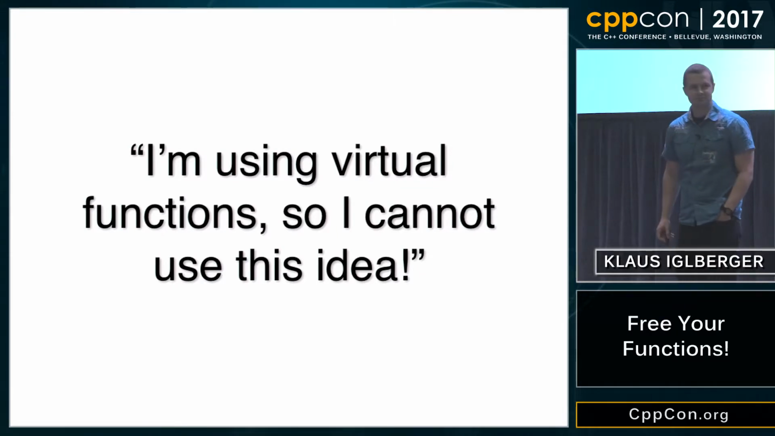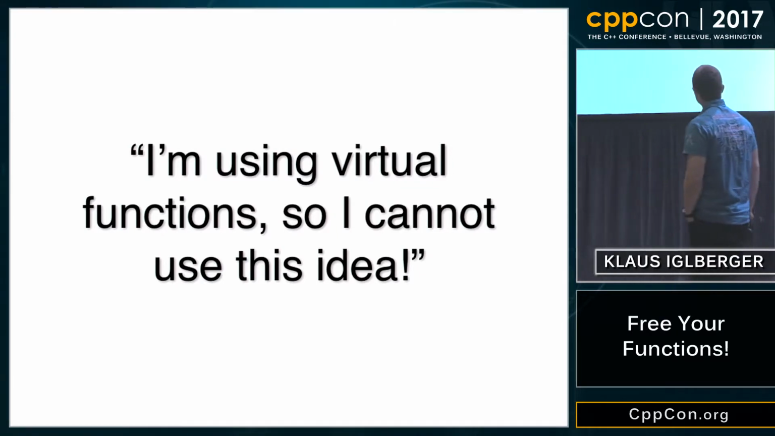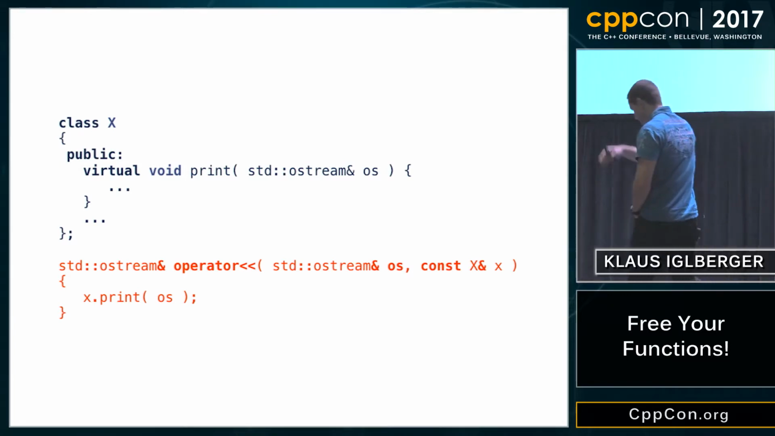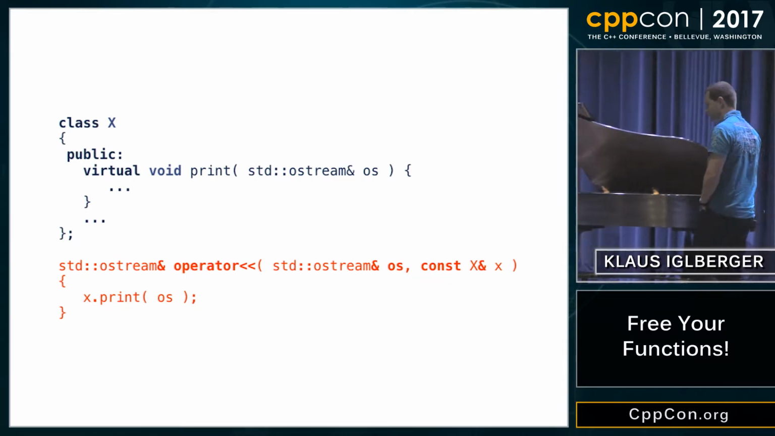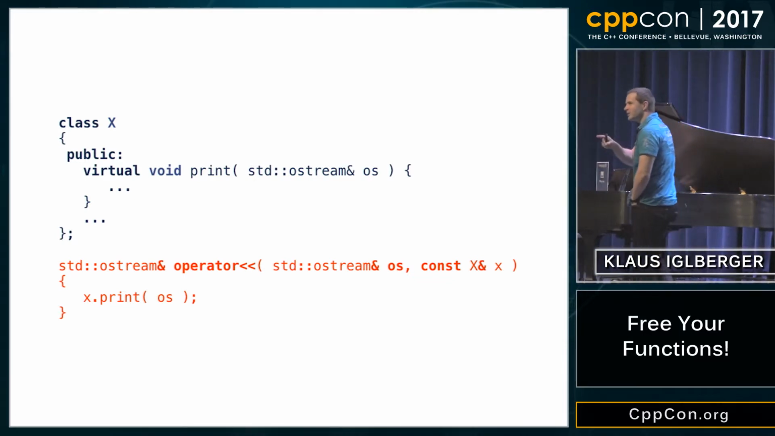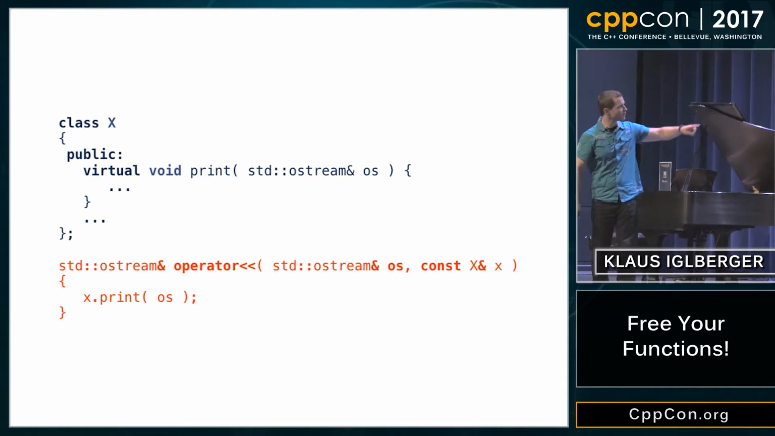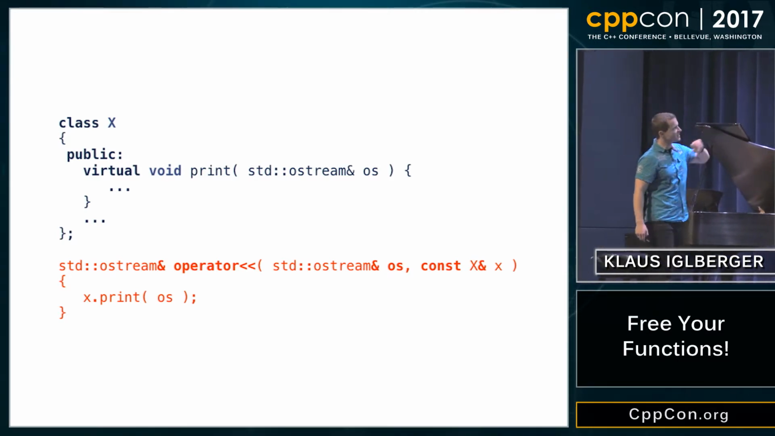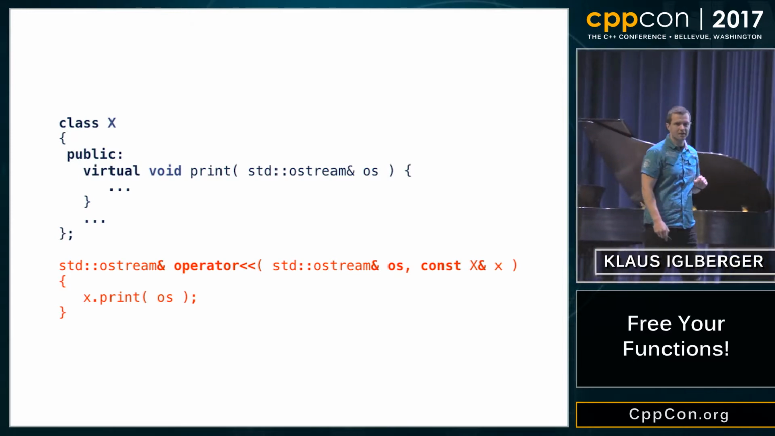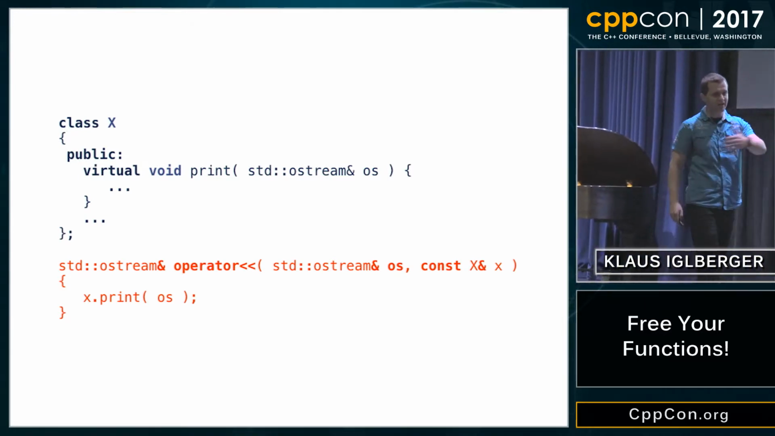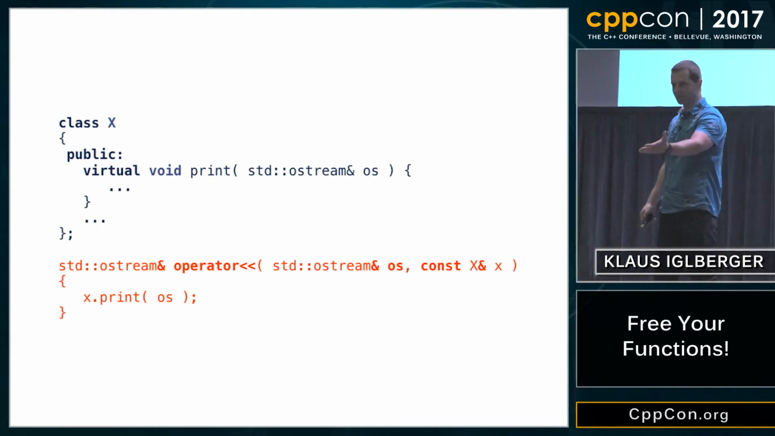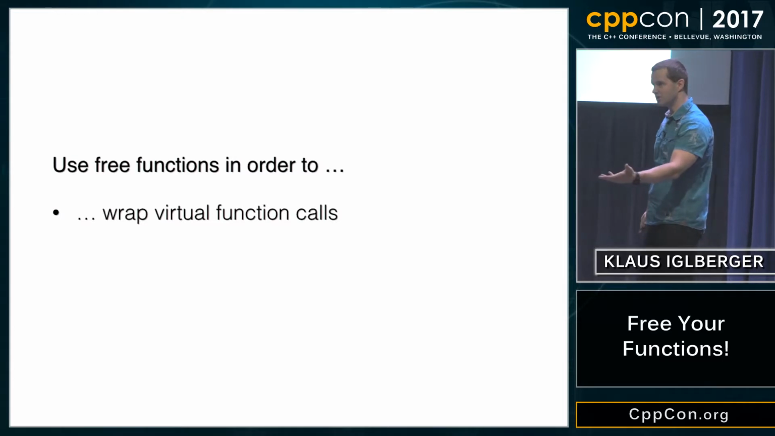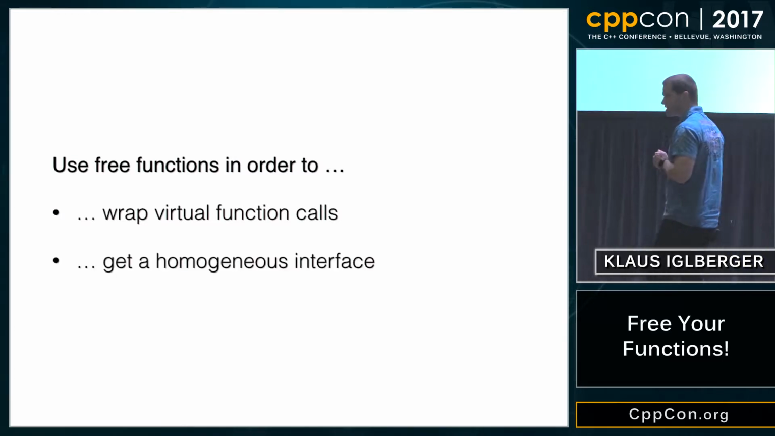Are you sure? So, let's assume that you have a virtual print function. And you would argue, well, no, I don't need a free function. I would say, well, probably you do, because you probably want to support the output operator, and the output operator is a free function. So, yes, this idea is still for you, but there's a suggestion. It's not something that you have to do, but this is also enabling other people to use your code. So use free functions in order to wrap virtual function calls and get a homogeneous interface.